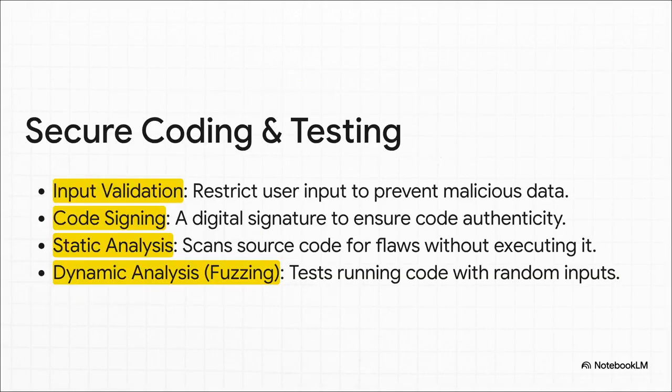And this culture is supported by some really solid practices. Things like input validation, which has a simple mantra: never, ever trust user input. Treat it all as potentially hostile. You've got code signing to digitally stamp your code, proving it's legit and hasn't been messed with. And then you test. You do static analysis, scanning the code before it even runs. And dynamic analysis, also called fuzzing, where you just throw tons of random garbage data at the running program to see if you can break it.